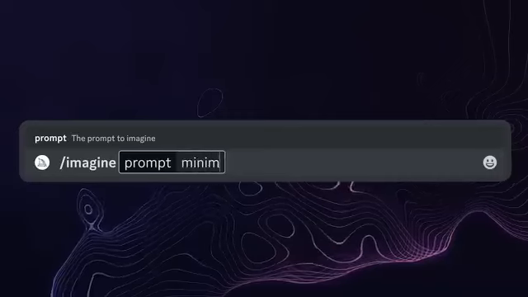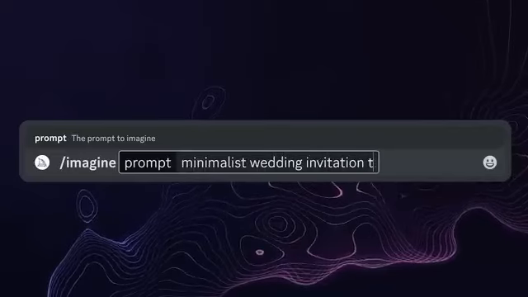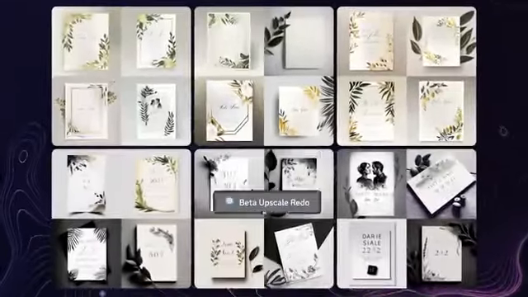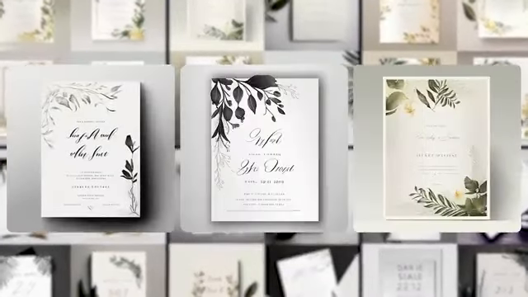Now, all of that is great, but how can we use AI to break into this market and automate as much as possible? I would use a combination of Midjourney and Canva to achieve this. For example, we could go into Midjourney and ask it to generate us a minimalist wedding invitation template. I generated the same prompt a few times to get more options and then upscaled the images that I liked. Now, this is where it gets a little bit more technical.